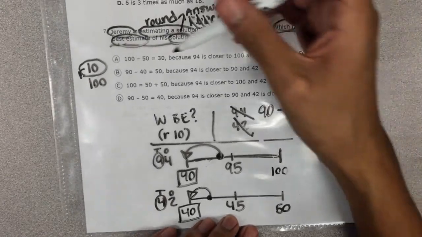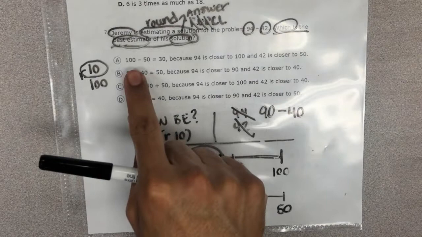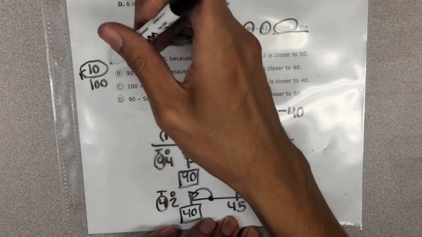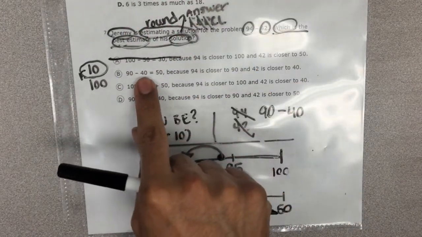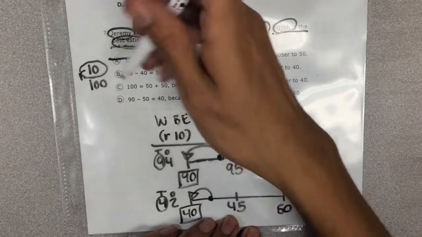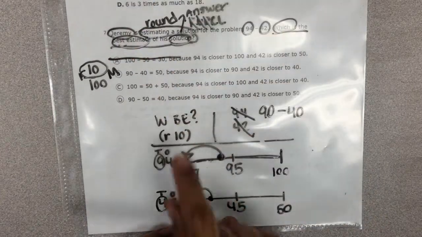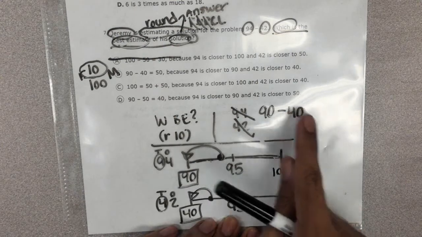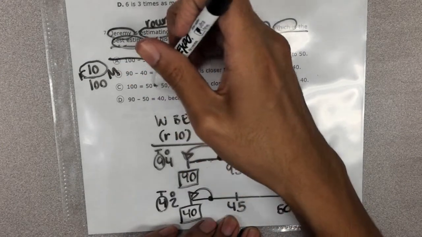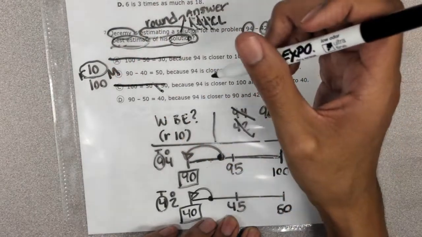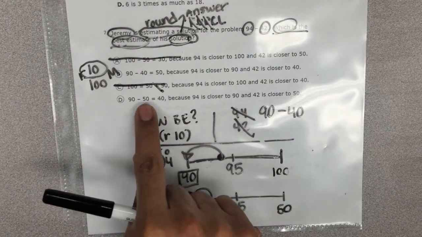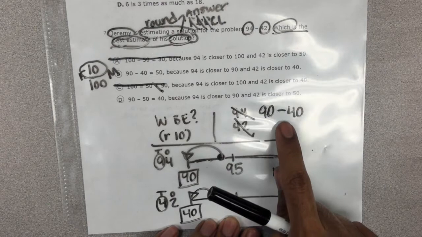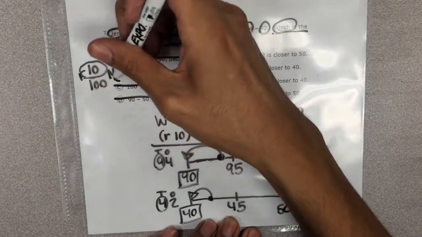So we need to choose one where our numbers match. So A says 100, no. B says 90 take away 40. So we do have 90 take away 40, so let's put an M for maybe. C says 100 equals 50 plus 50. Well, we didn't add anything because it wants us to take away. So that's wrong, so all of C is wrong. D says 90 take away 50, but we did 90 take away 40. So D is wrong, and B is our answer.